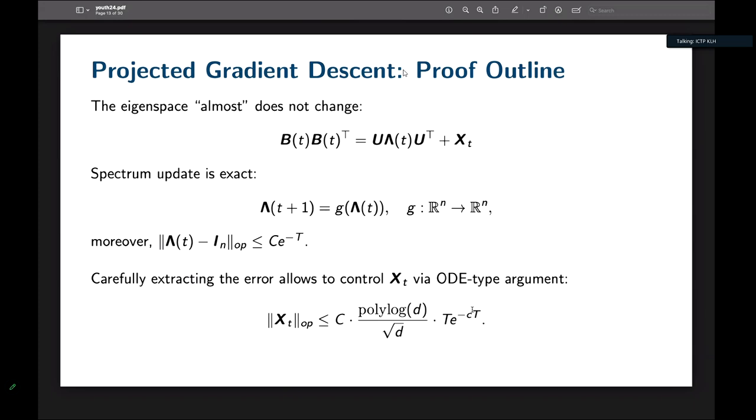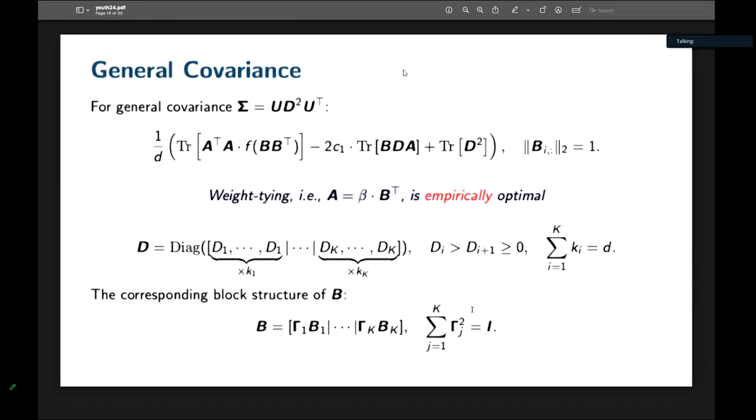What is nice here is that this spectrum update is exact, and we can get exponential convergence to the desired spectrum of the rotation. And carefully extracting this error, we can control the error at the next time step and get an ODE type of argument which will allow us to claim that the error will vanish at this rate. So far, so good? Okay.